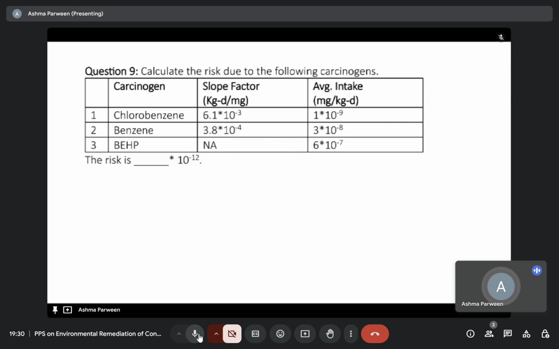So let's see how to solve this question. We have been given the average intake, that is the daily intake, and we have been given the slope factor. So the risk of cancer for any pollutant is given as average intake into slope factor. Let's find out the risk for each pollutant, and then we will sum the risk of all the pollutants to get the overall risk.